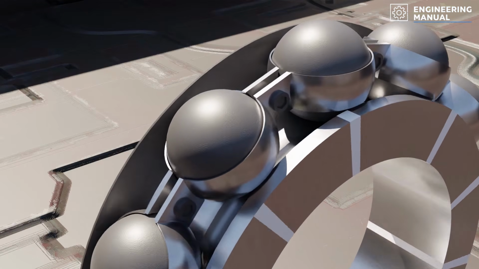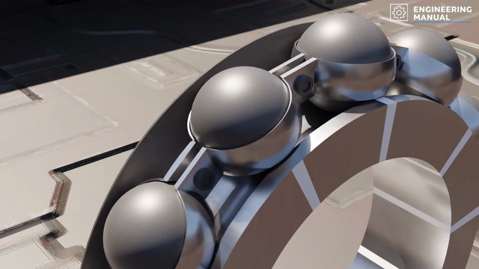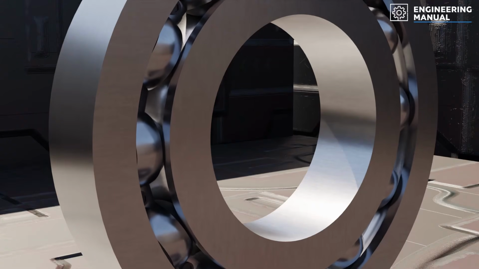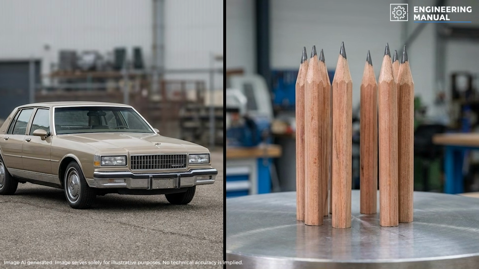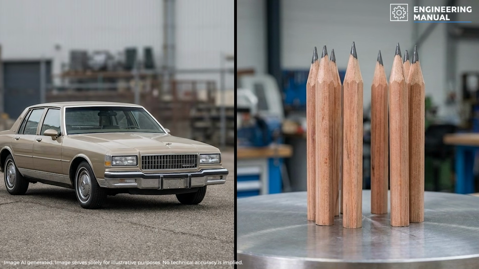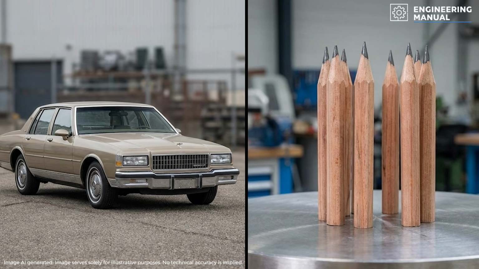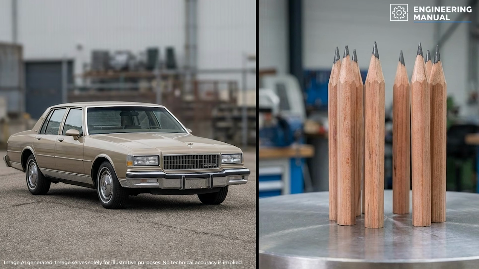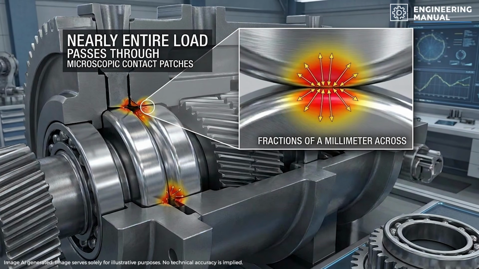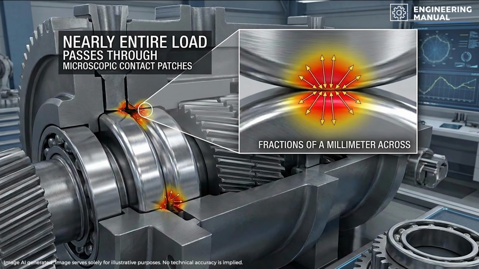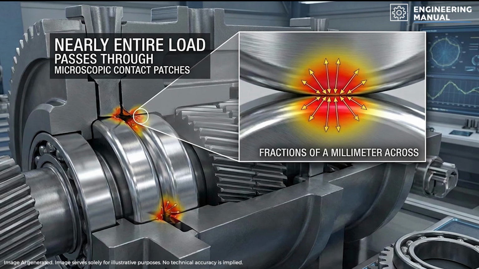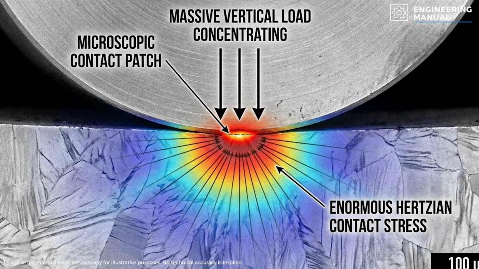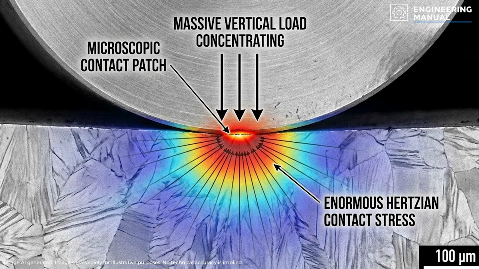But every engineering solution creates a new constraint. A ball only touches the raceway over an incredibly small area. Imagine balancing the weight of an entire car on 8 pencil tips. That's surprisingly close to what's happening inside many ball bearings. Nearly the entire load of the machine passes through microscopic contact patches only fractions of a millimeter across. Those tiny contact areas produce enormous Hertzian contact stresses.